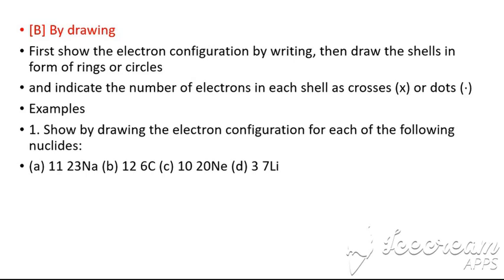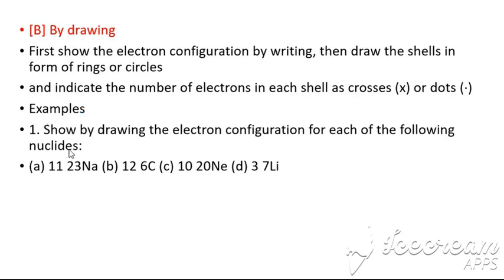First thing, you need to show by writing, like the way we are doing it at first, and then you need to draw the shells in form of lines or circles just to show how these electrons are placed. And then the other thing, you need to indicate the number of electrons in each shell as crosses or dots, but crosses are much better than the dots.